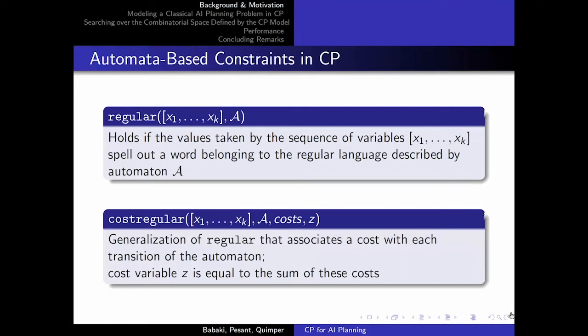Among that rich set of constraints that CP provides, one that will be very useful here is the regular constraint. It's based on automata. Given a sequence of variables x1 to xk and an automaton a, it will impose that the sequence of values taken by those variables spells out a word that is recognized by the automaton. And there's a cost variant of that constraint, cost-regular, where you associate costs to each transition of your automaton, and the cost variable z is equal to the sum of those costs.